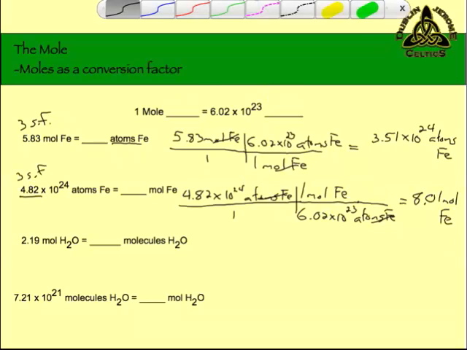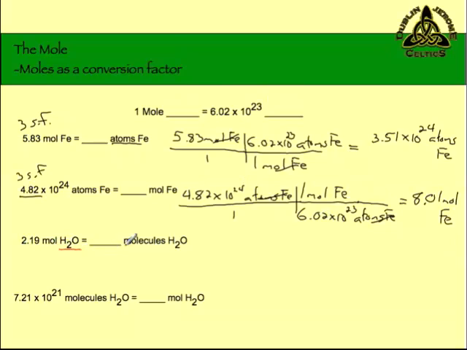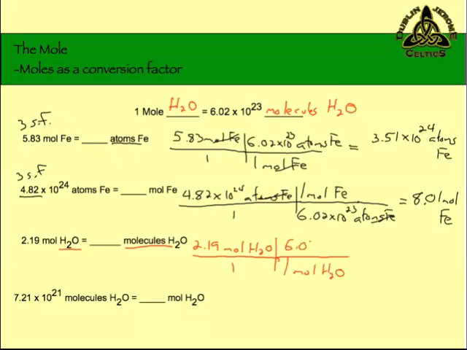Okay, let's look at a different problem now. I can use the same thing talking about molecules. So if I have 2.19 moles of water, water is a molecule, I can convert to molecules using the same exact conversion. 1 mole of water equals 6.02 times 10 to the 23rd molecules of water. So let's set it up. 2.19 moles of water. Use my T-chart. Plug in the conversion. Moles on top here, so I need 1 mole on the bottom. 1 mole of water is 6.02 times 10 to the 23rd molecules of water.